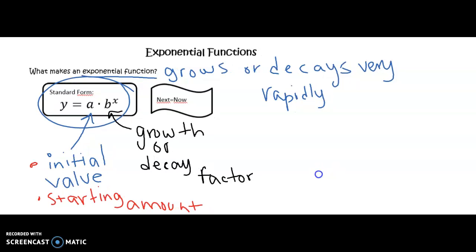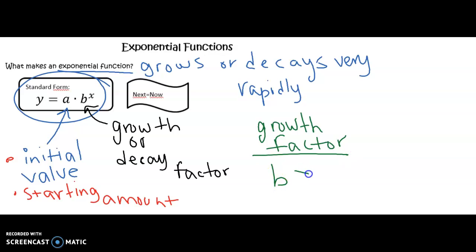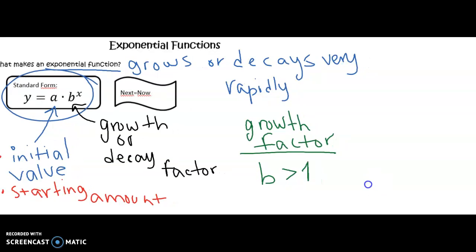The growth or decay factor tells us a lot of important things, like whether it's growing or decreasing. Over here to the side, I'm going to write growth factor. Growth factor means that the function is increasing. It is going up, right? The numbers grow rapidly. And that means that our b value has to be greater than 1. Whatever that b number is, it's going to be greater than 1.